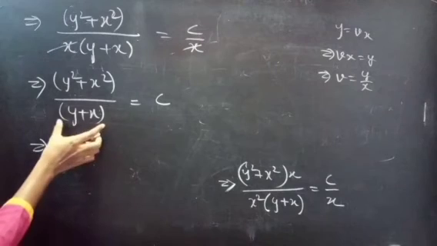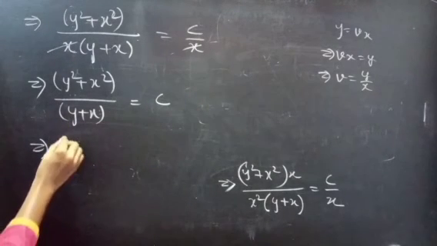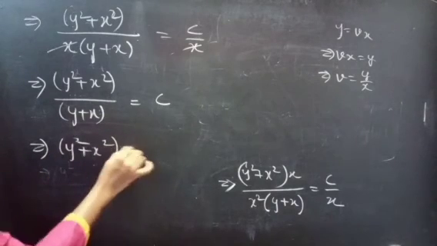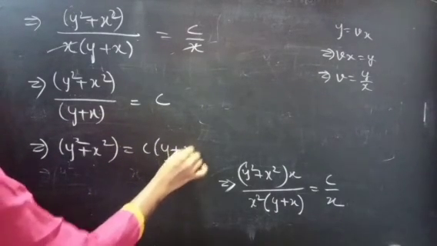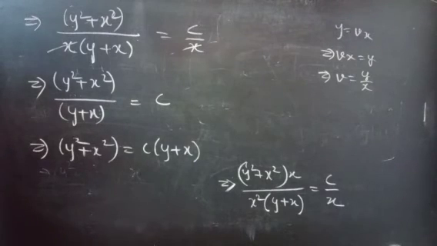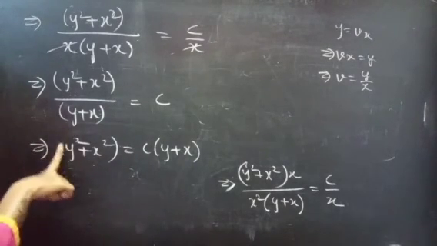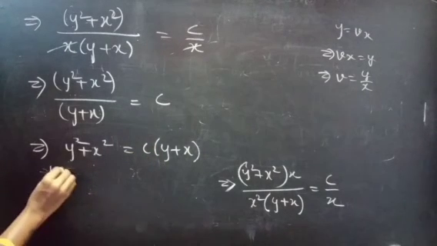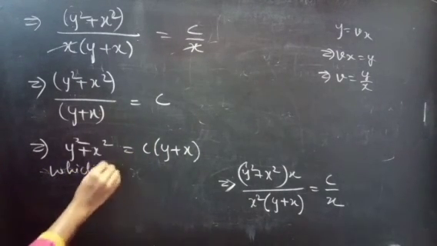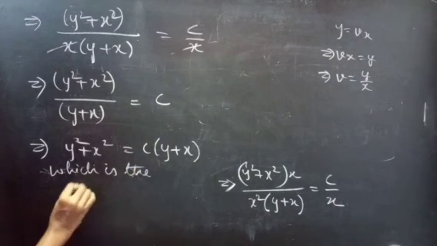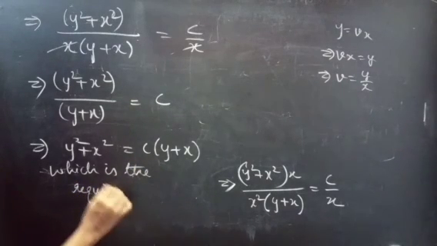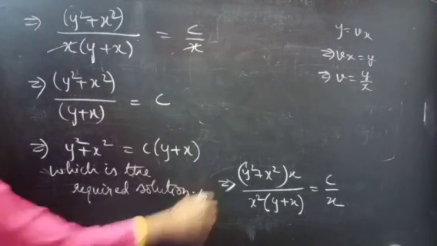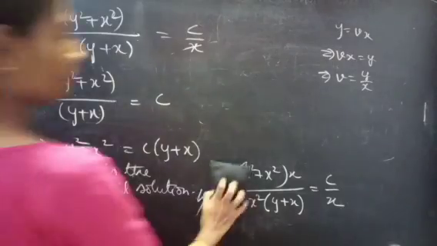Now we can take this term to the RHS. Then we get y square plus x square equals c times y plus x, which is the required solution. So this completes the problem.